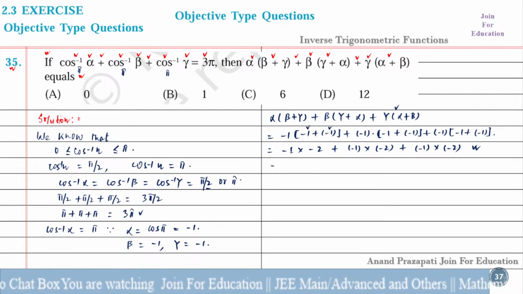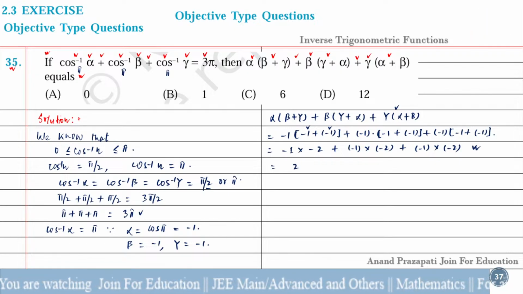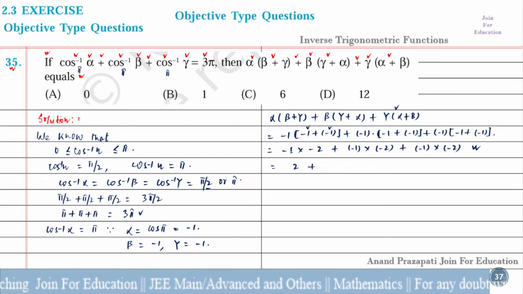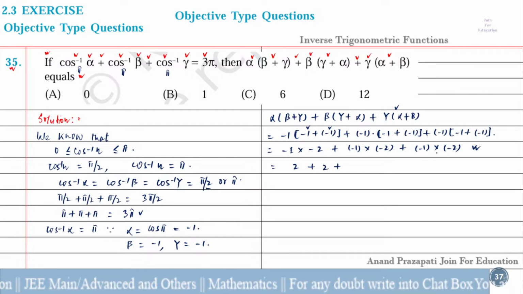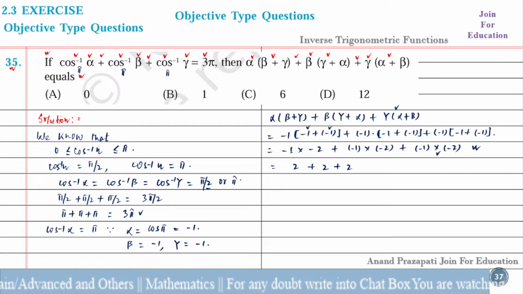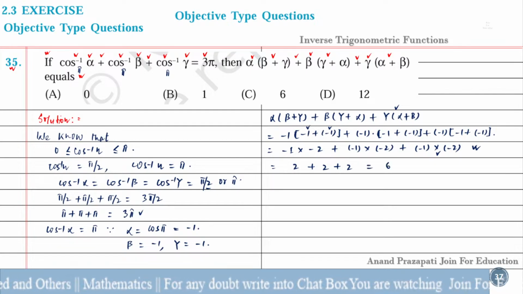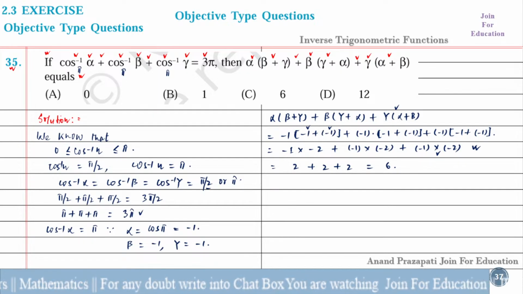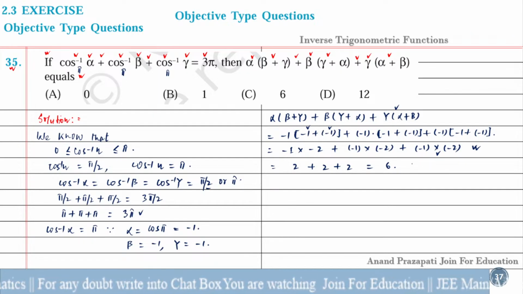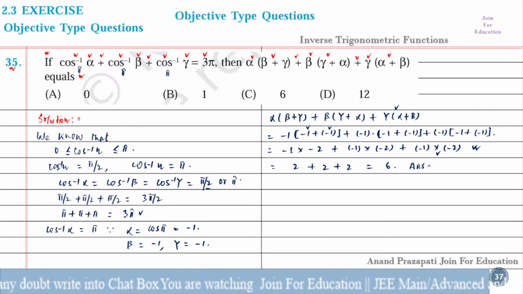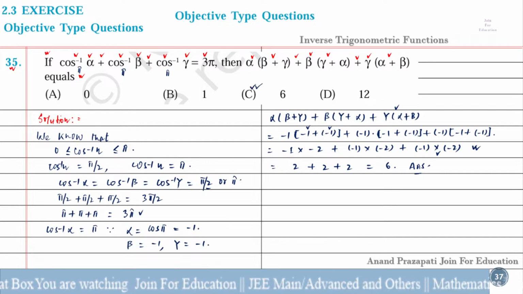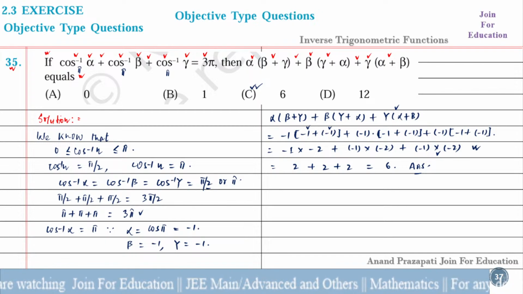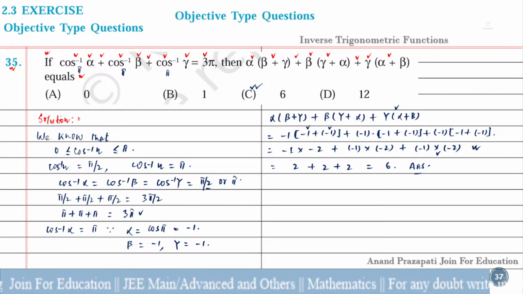So here will be 2, and here also will be plus 2, and here also will be plus 2. So addition will be 6. Therefore the answer of this question is 6, and 6 is in option C. So the correct option of this question will be C.